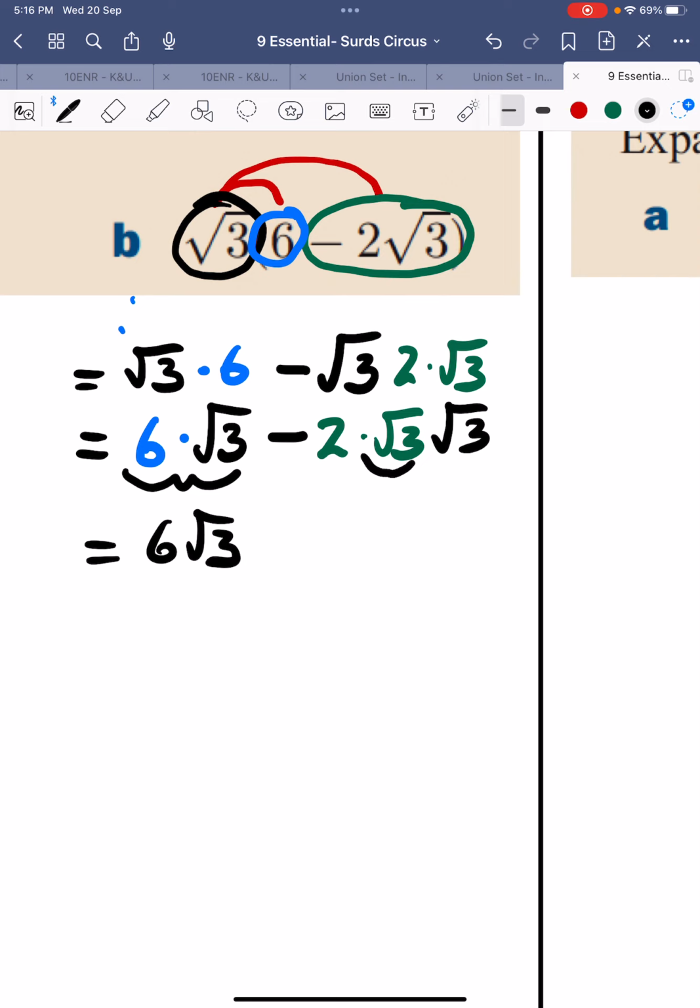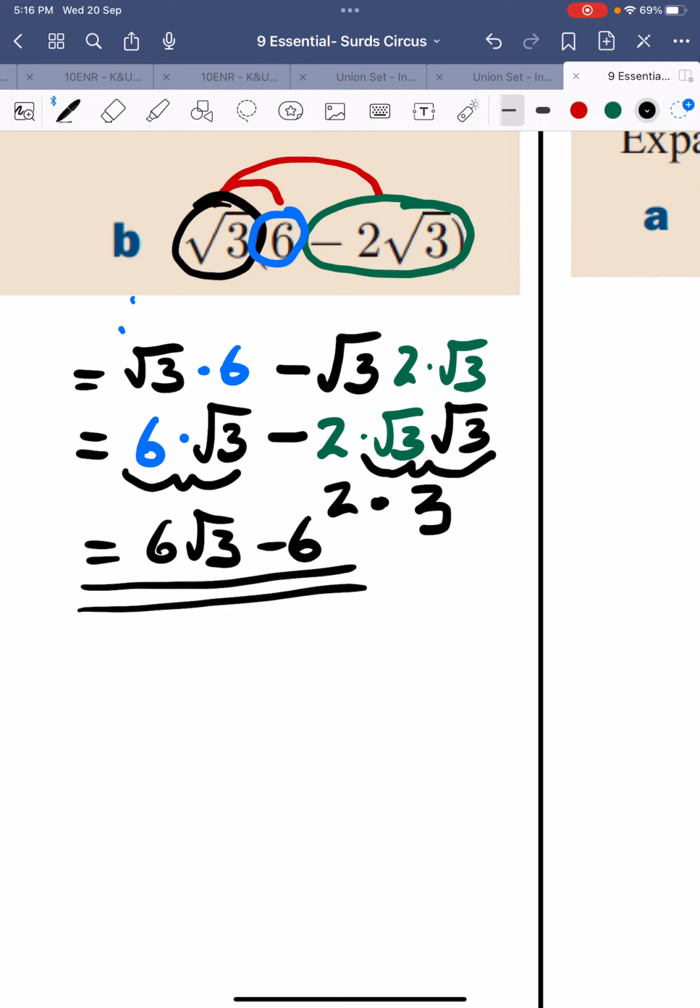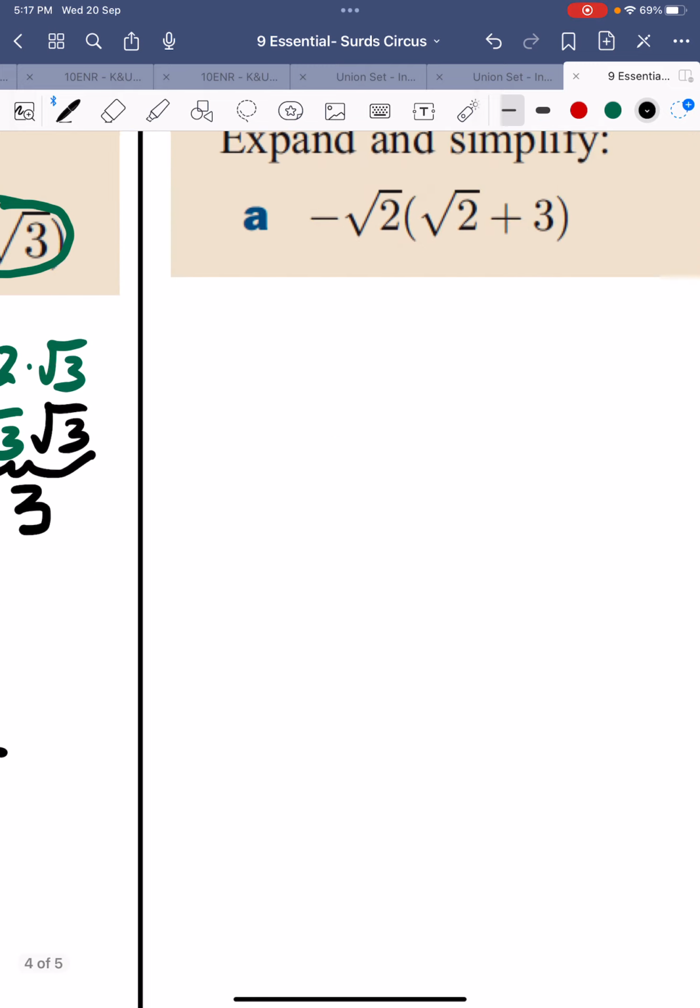And this, can you see, root 3 times root 3 will be 3. But then we've got the 2 times by 3, which is 6. We've got negative 6. So the final answer is 6 root 3 minus 6. Those of us who are fancy, you could take out 6 as a common factor. And this would be root 3 minus 1. That would be a cheeky last step, but not necessary at this stage. A few more.